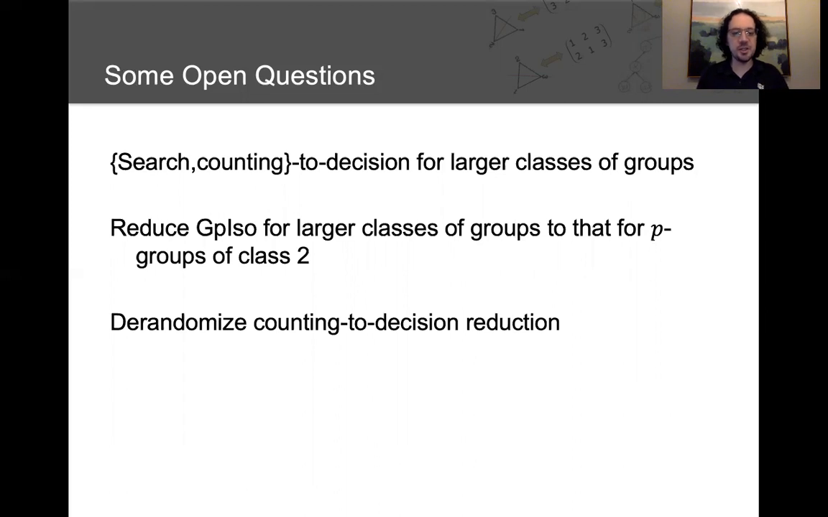One question is to de-randomize our counting to decision reduction. So in order to restrict to the diagonal subgroup, currently we still seem to need that randomness. We can check efficiently after you make your random choices whether the matrices you built satisfy the properties we need, but it would be nice to get rid of that randomness in the construction itself.